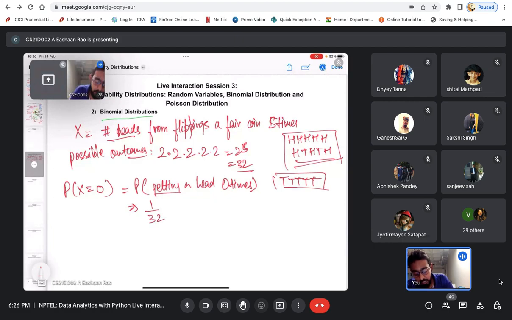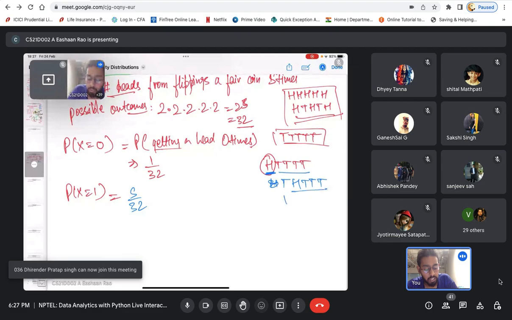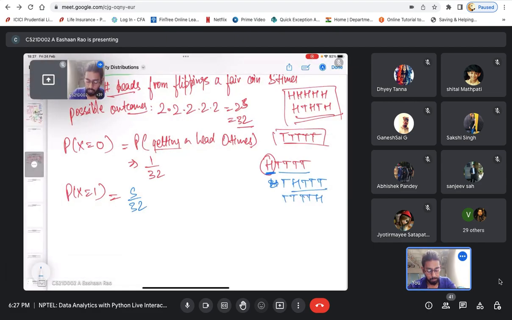Similarly, P(X) is equal to 1, that is getting heads one time. So it can be written like H T T T T, 4 times T, and you can move this H to any of the other four positions. That means you can get a maximum of 5 outcomes where you change the position. For example, T H T T T is another outcome that you can get, or T T T T H is another outcome. So 5 by 32 you can get like that.